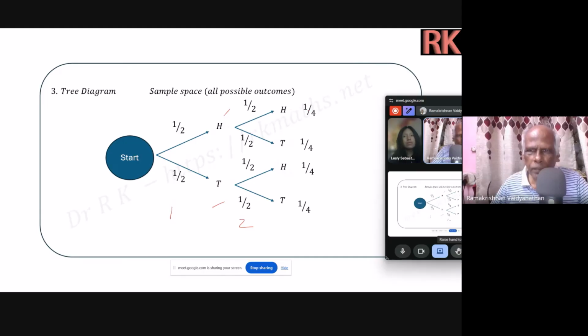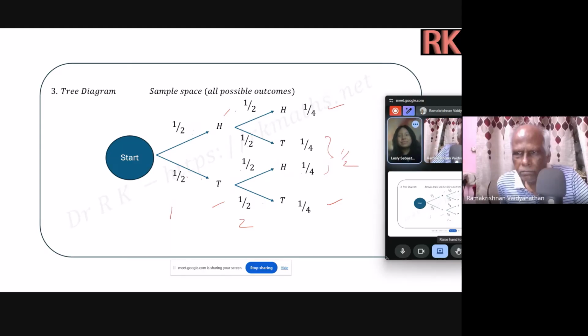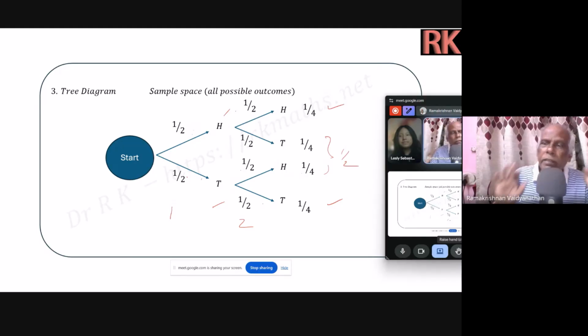What is the probability of this? 1 by 2 into 1 by 2, 1 by 4. What is the probability of this? 1 by 2 into 1 by 2, 1 by 4. What is the probability of two tails? 1 by 2 into 1 by 2 is 1 by 4. So 1 by 4, 1 by 4, this is 1 by 2. Therefore, there are three ways of showing a probability model and calculating the probability of the desired event.